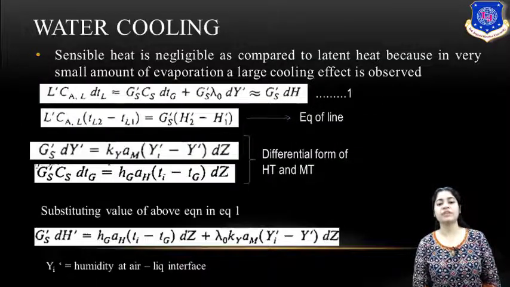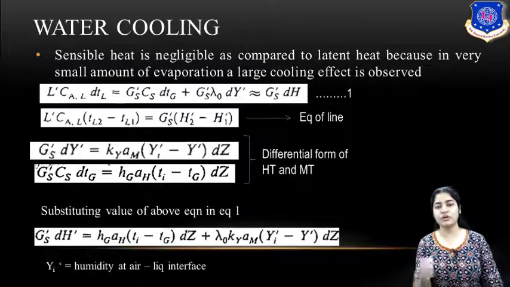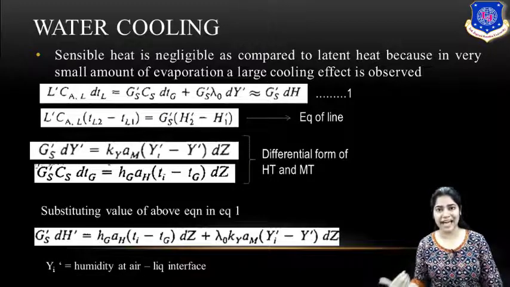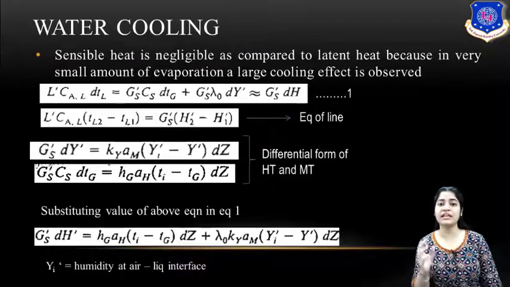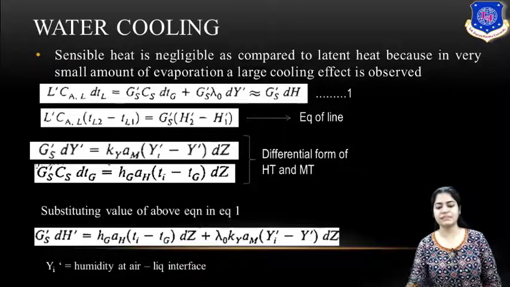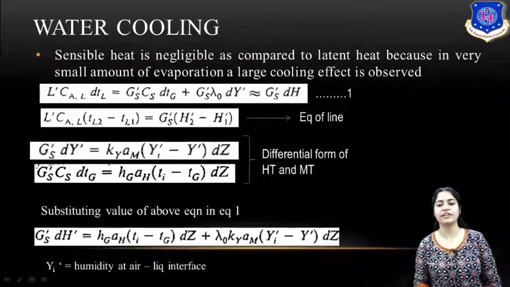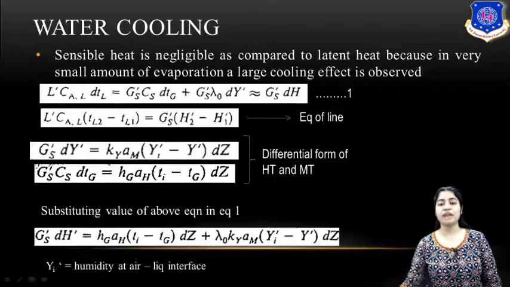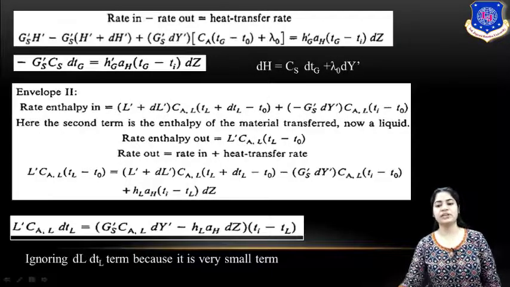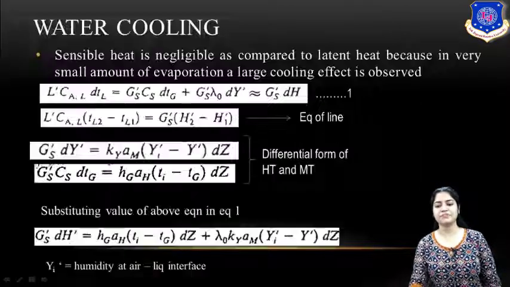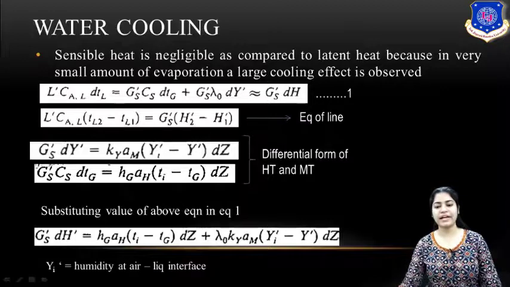you are neglecting the sensible heat. Because in a cooling tower, a very small amount of liquid which is evaporated, which is transferred into the gas phase, is sufficient to create a very large temperature difference. So you are neglecting the sensible heat term. Here you can see that this whole term Ca into Tg minus T naught plus Cal into Tl minus T naught is neglected. So you get your above equation which is equivalent to Gs dash into dH. Again, what is dH? Here we saw dH is Cs Tg plus lambda naught dy dash, hence you are substituting it this way. Hence you get your equation as Gs dash into dH.